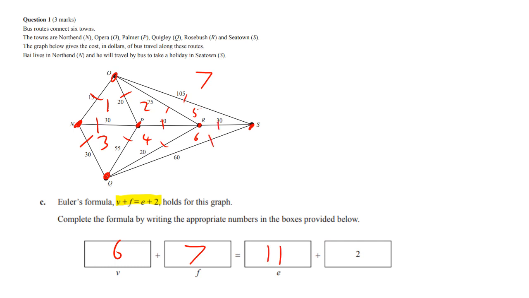Look, 6 plus 7, that's 13. 11 plus 2, that's 13. 13 does equal 13. All good. A lovely self-checking question. I love those self-checking ones so you can come out and feel you nailed it, got the number right.